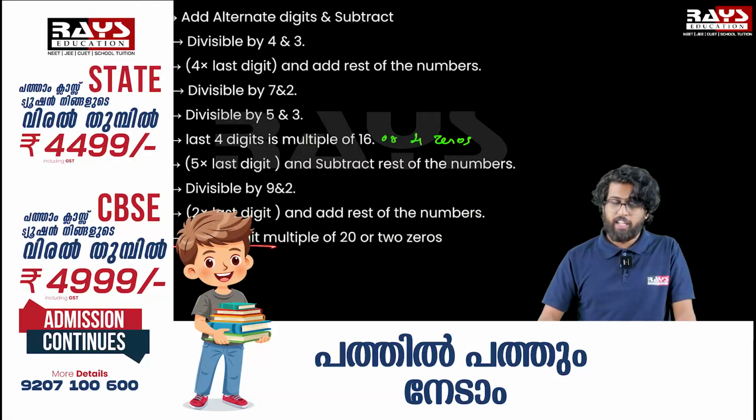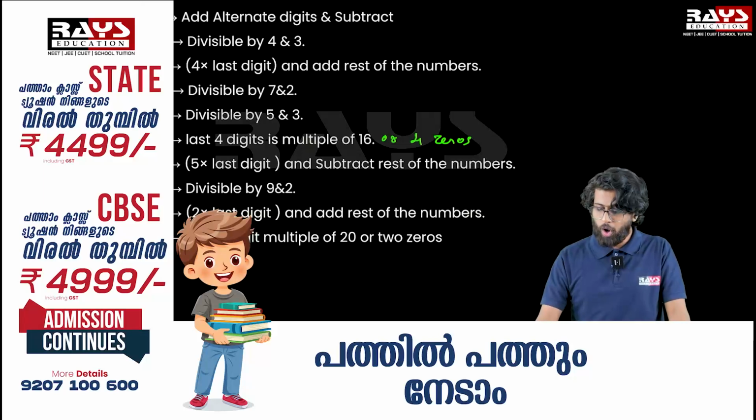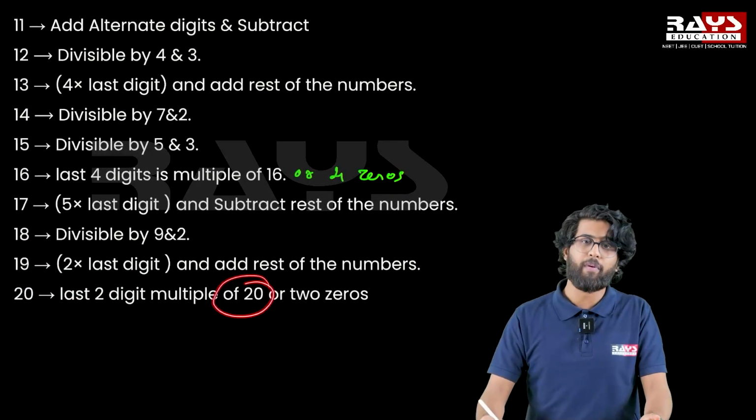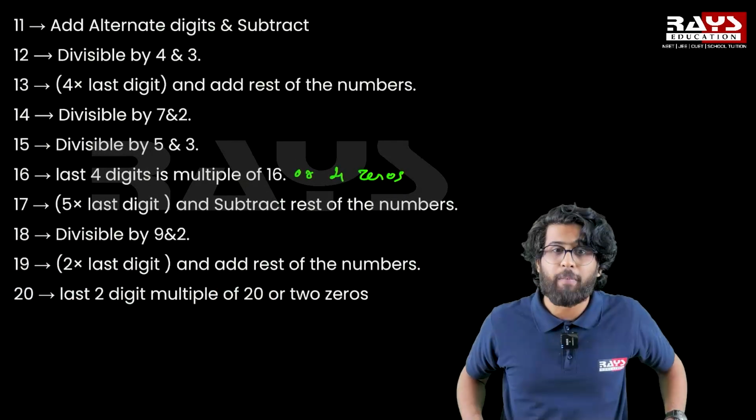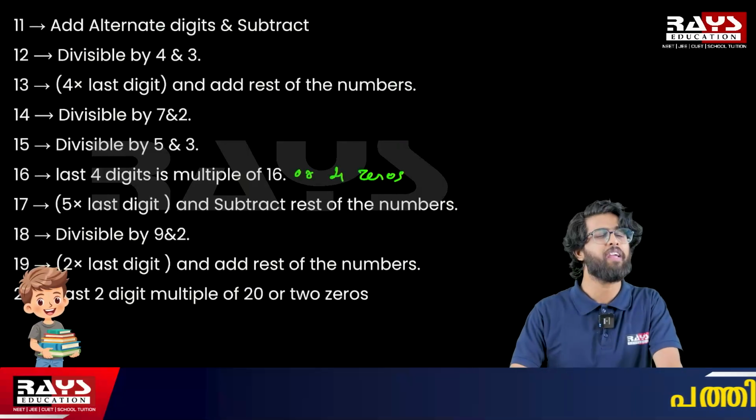20, last two digits should be 0 or a multiple of 20, then we can say that the given number is a multiple of 20 or divisible by 20.